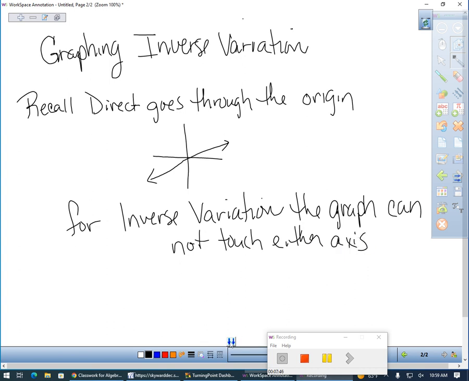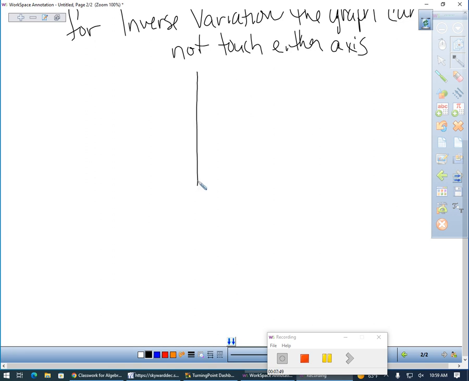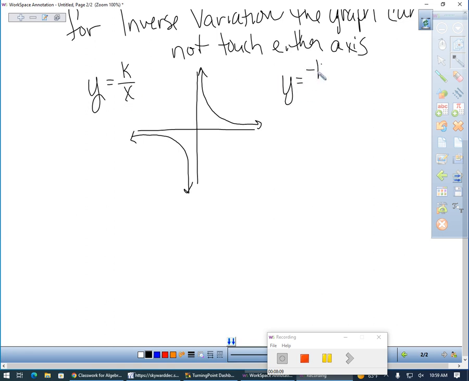Well, I know what you're thinking. How does that work? Well, it's going to look something like this. It's going to approach both of the axes, but can never, ever touch them. You actually have two pieces of this type of graph. All right? So this is an example of y equals k over x. If I happen to have y equals negative k over x, so maybe that k value is a negative, the only difference in its graph is that instead of it being in the first and third quadrant, it's in the second and fourth quadrant. Again, it can't touch either axis.